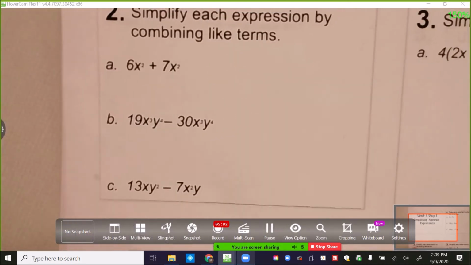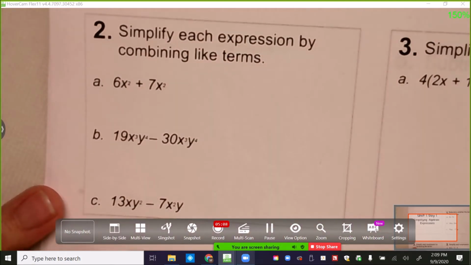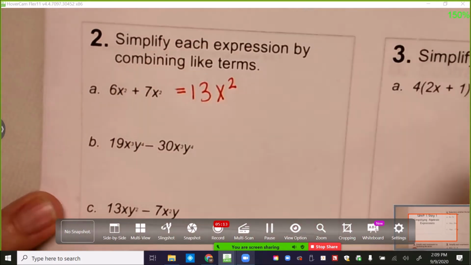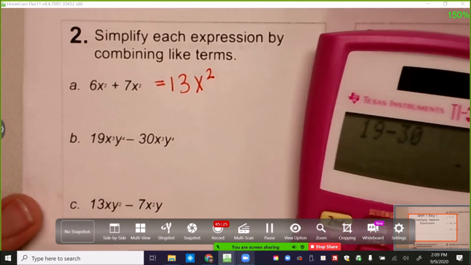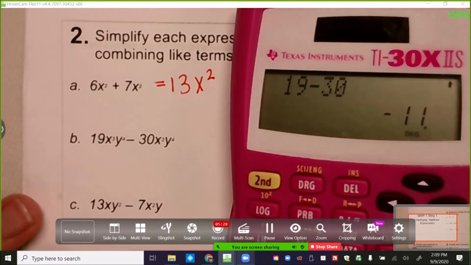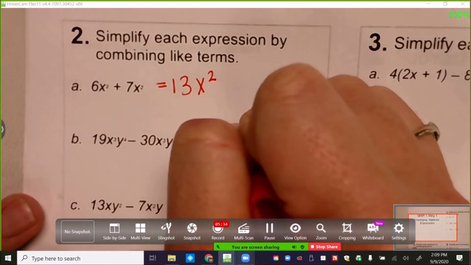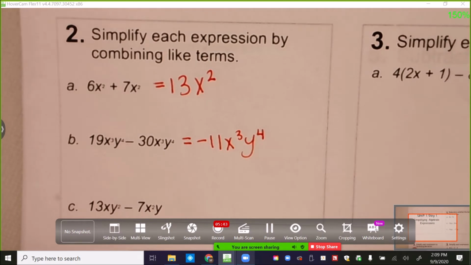So simplify each expression by combining like terms. What's 6x squared plus 7x squared? What about 19x cubed y to the fourth minus 30x cubed y to the fourth? So I know y'all don't have a calculator right now because I need to put them in Ziploc bags. But 19 minus 30 is what? Negative 11. You're not the first one. Just because you're thinking minus 10. Or not 10, but like 9, not 19.